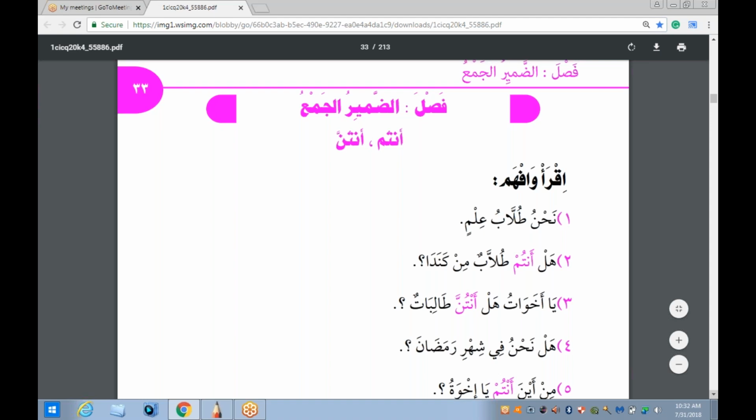Talibatun. This is a female student. How do we make it muthanna? Two. We add an aleph and a noon. Talibatani. For muthanna, the one that is dual, we have to add an aleph and a noon. Masjidani, two masjids. Baytani, two houses. Bintani, two girls. Waladani, two boys. Kursiyani, what does that mean? Two chairs. Mustashfayani. You add an aleph and a noon to make it muthanna.